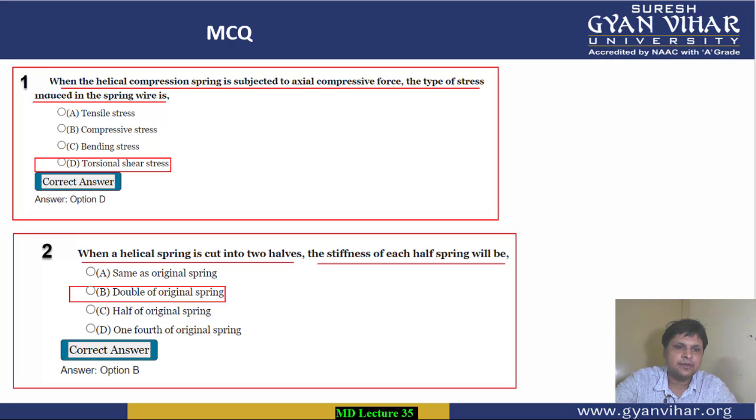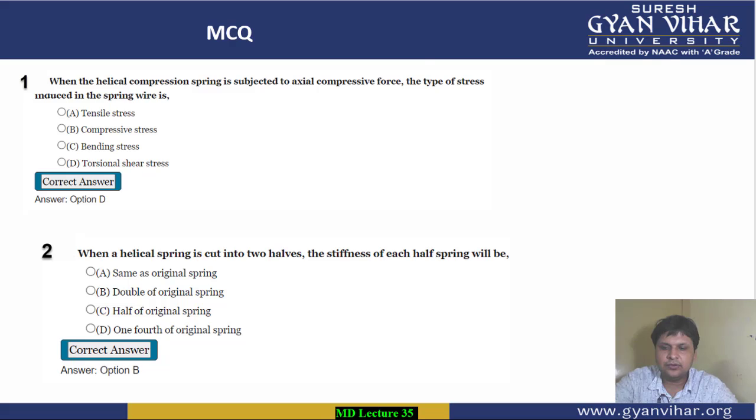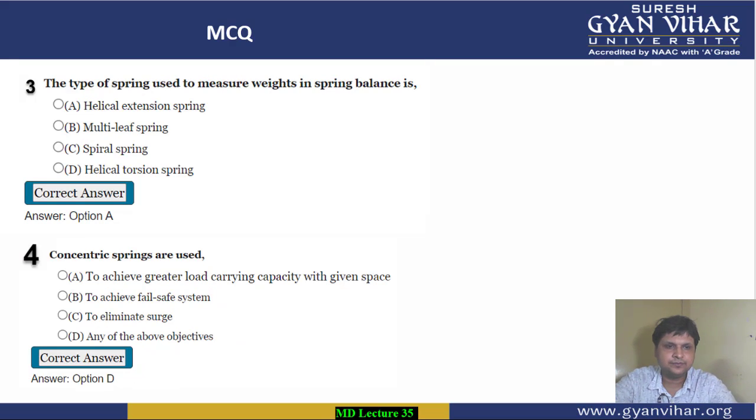So option B is the correct option, that the stiffness of each half spring will be double of the original spring. Alright, so B is the correct option. All the other options, same as original spring, not correct. Half of original spring, not correct. And 1/4 of the original spring is not correct. B is the correct option. Coming into the next multiple choice question.